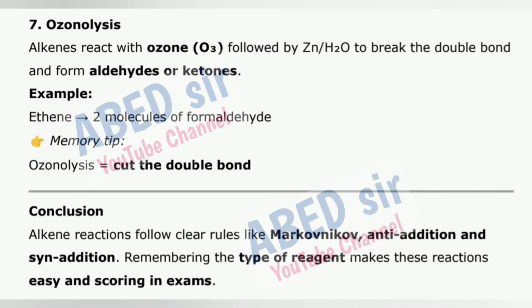7. Ozonolysis. Alkenes react with ozone, O3, followed by Zn/H2O to break the double bond and form aldehydes or ketones. Example: ethene → 2 molecules of formaldehyde. Memory tip: ozonolysis = cut the double bond. Conclusion: alkene reactions follow clear rules like Markovnikov, anti-addition and syn addition. Remembering the type of reagent makes these reactions easy and scoring in exams.